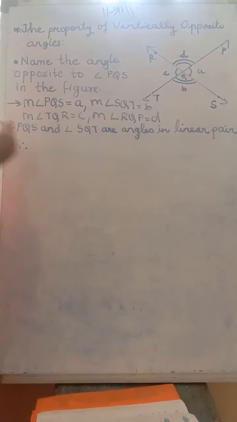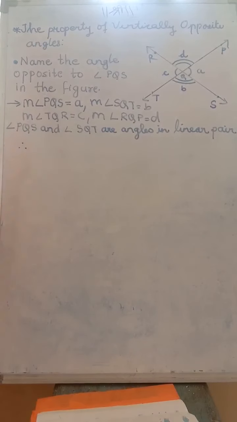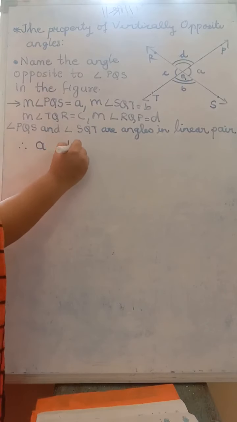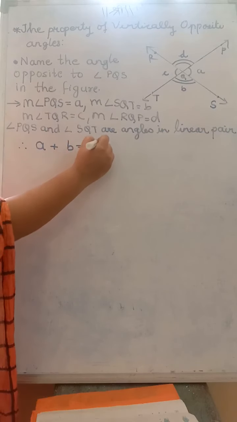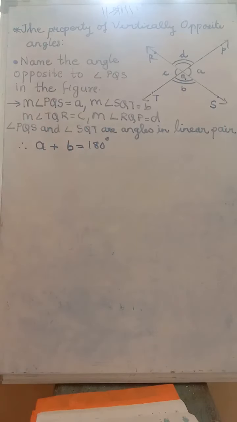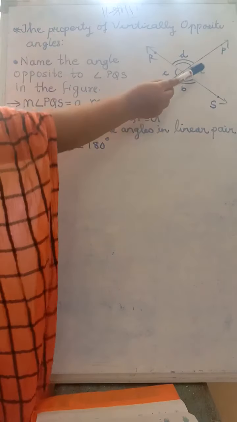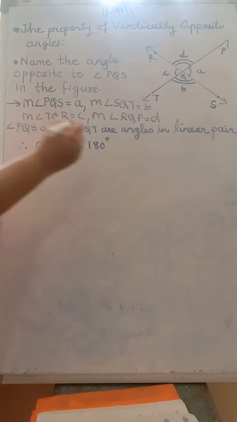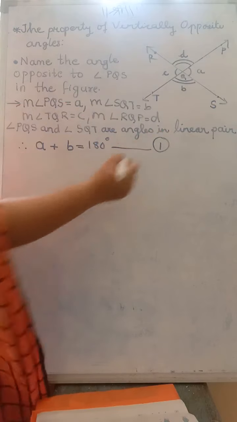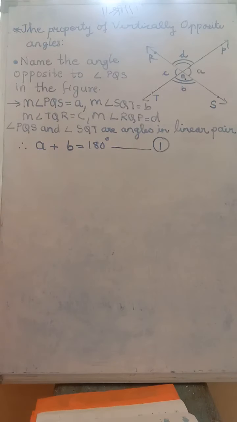Therefore, can we write angle PQS? What is its measurement? A. And angle SQT, what is its measurement? B. And as they are angles in linear pair, will their addition be 180 degrees? Yes. So A plus B is 180 degrees. Name it as equation 1.